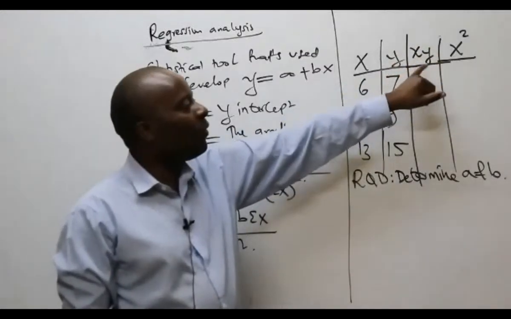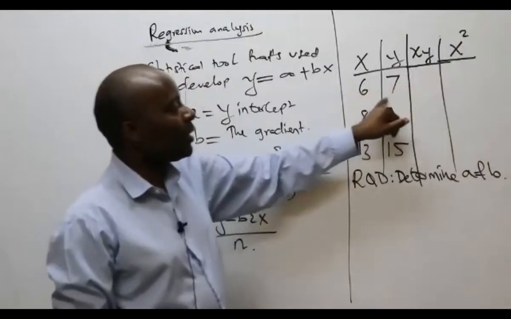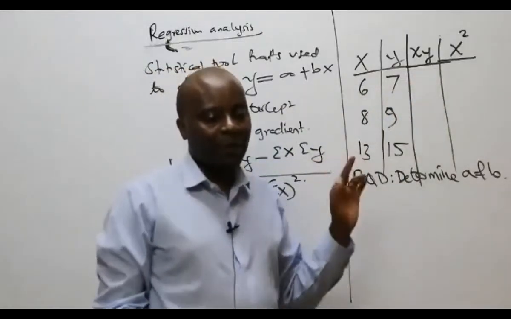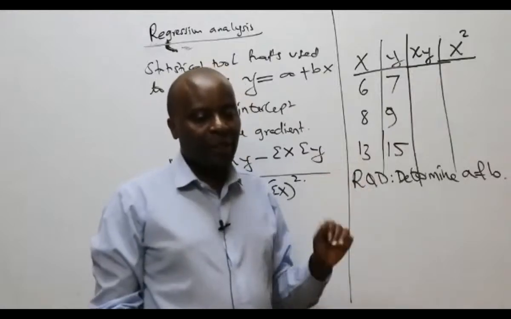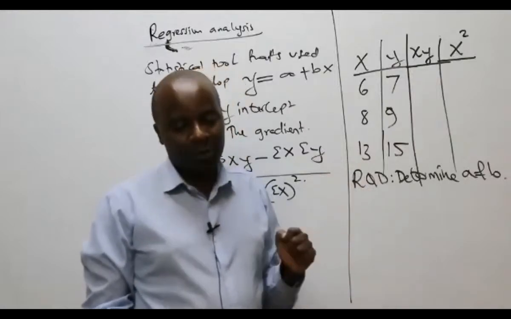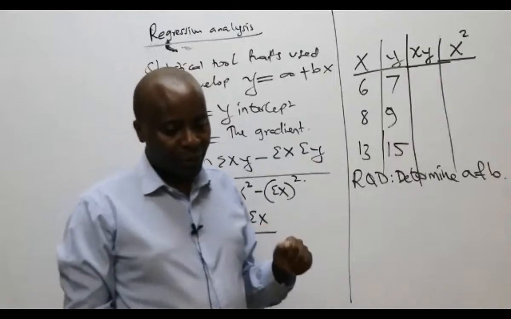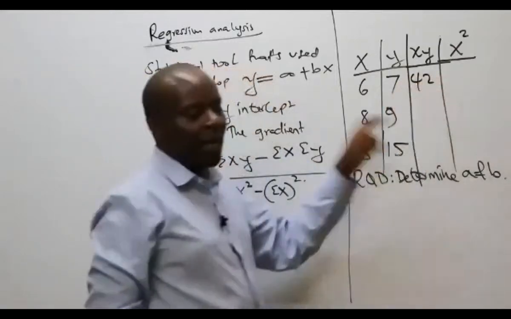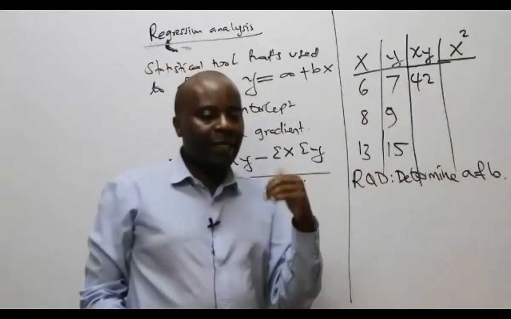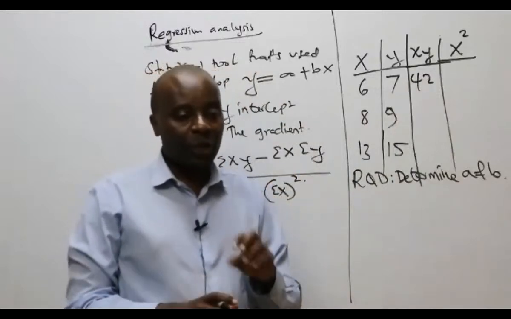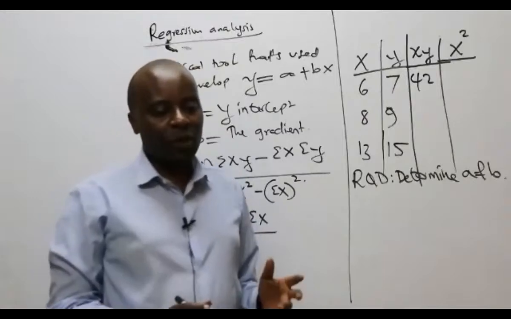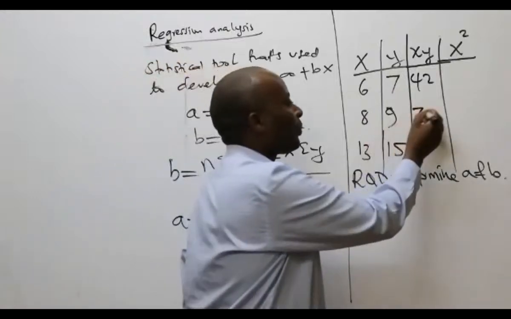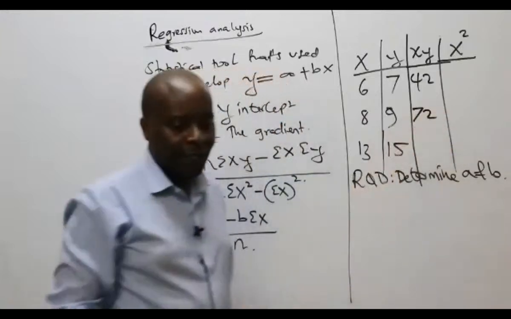So I need the column of xy first. So what is 6 times 7? Please give me the multiples. Somebody give me the multiples. 42. How about 8 times 9? I know the multiples, but I would want really you guys to be engaged in this. 72.